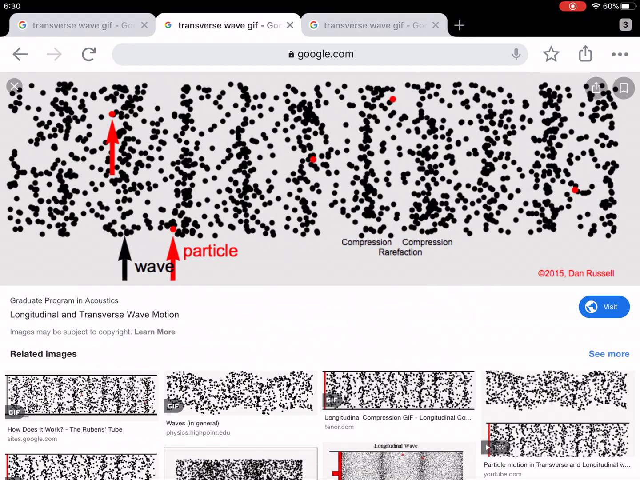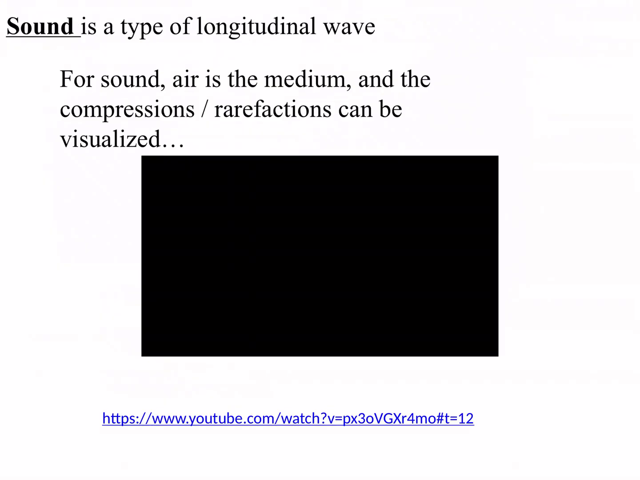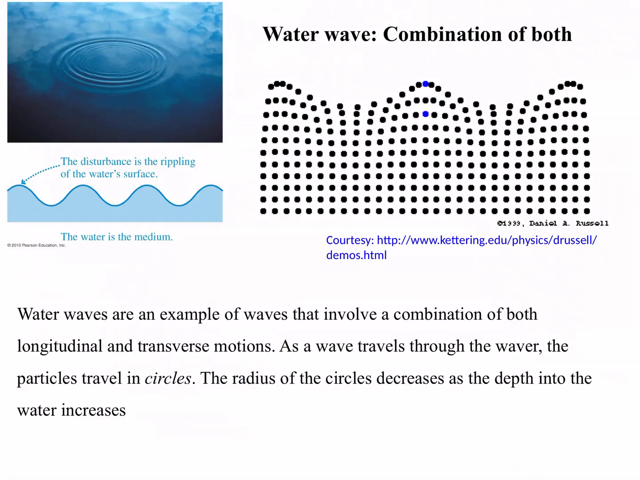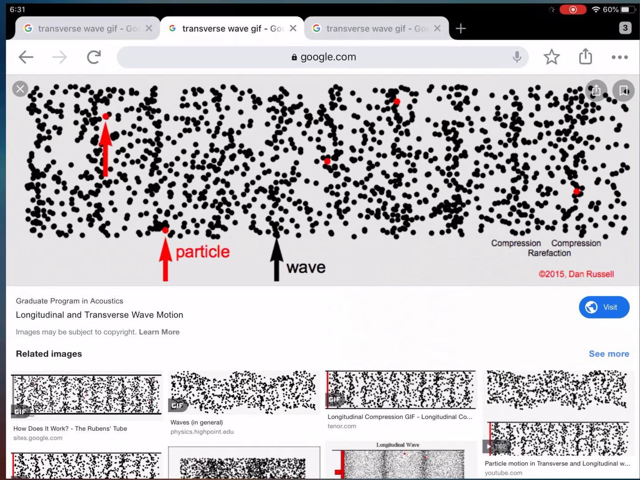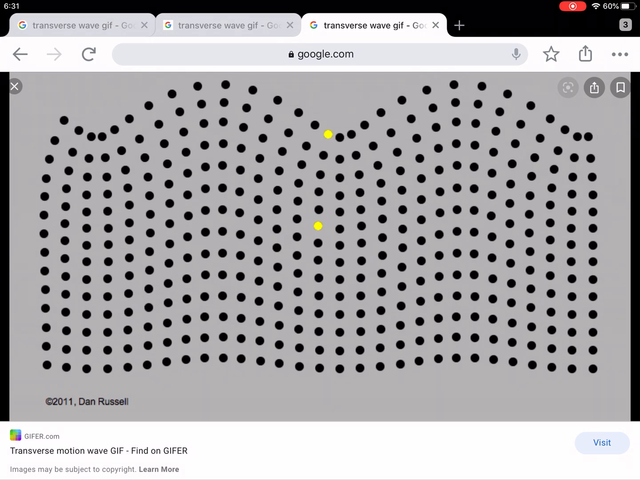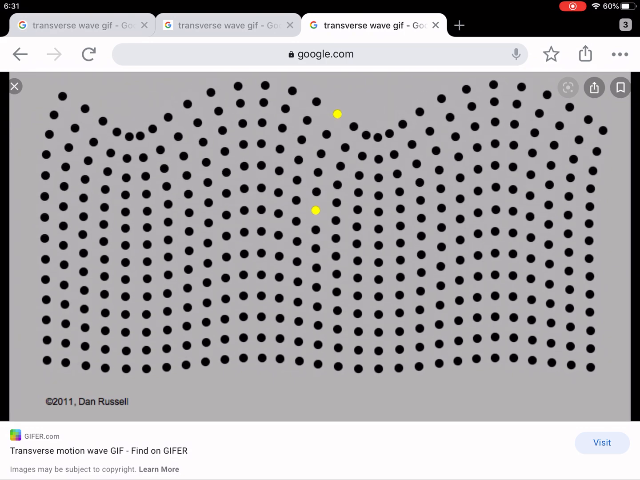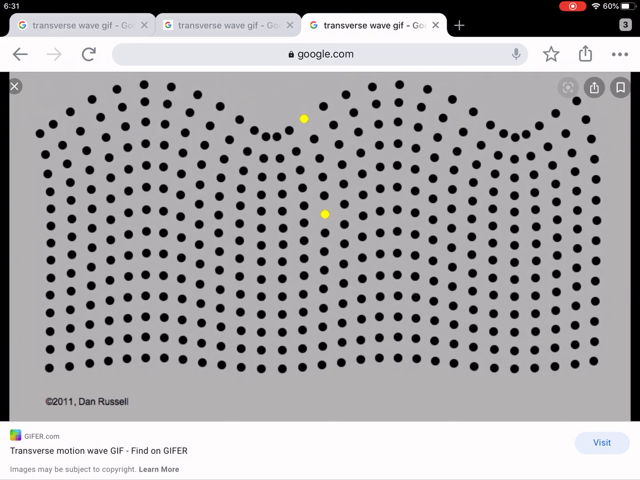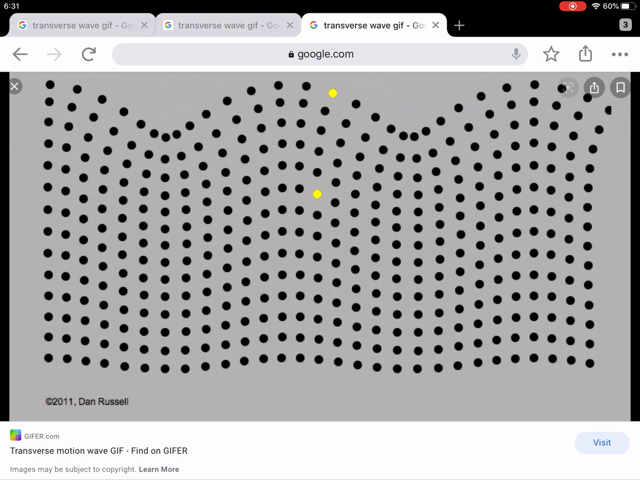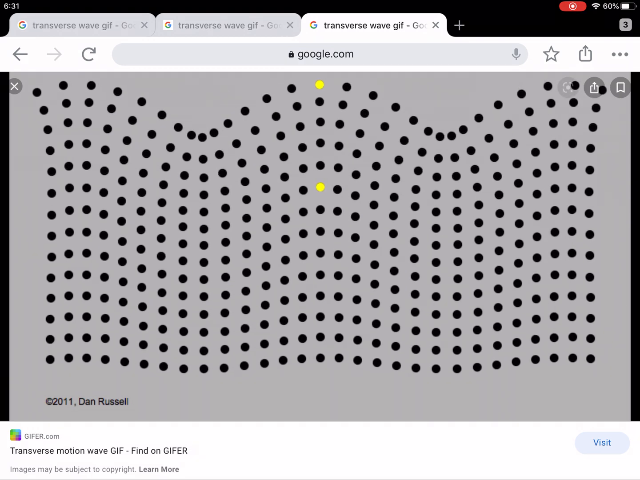So again, we'll talk more about sound in the future. We'll watch this video in the future as well. Water waves are actually a combination of transverse and longitudinal waves. That is this animation. And you can see at the surface, the water molecules are making circles, because they're moving both up and down and right and left. And the lower down, they're also making circles, but they're smaller circles.